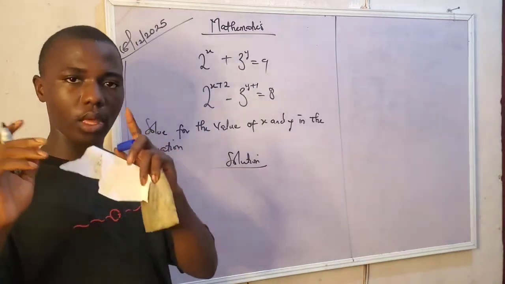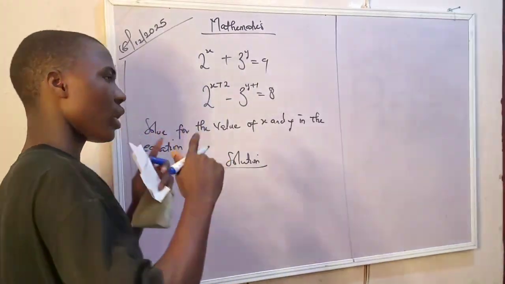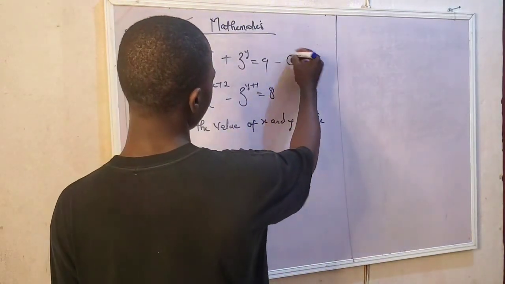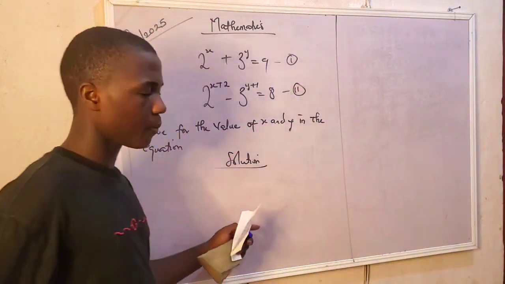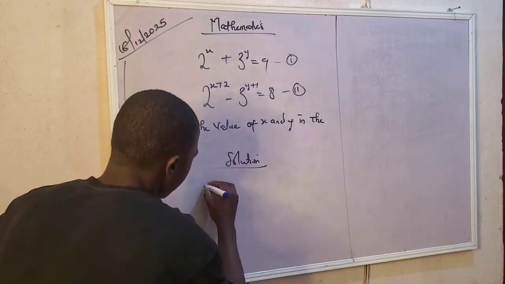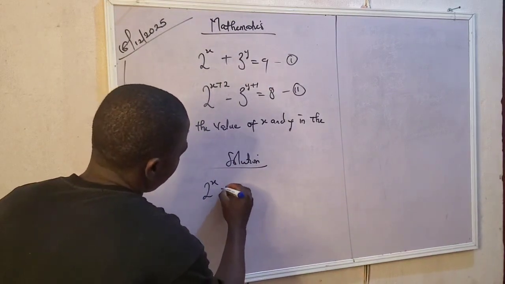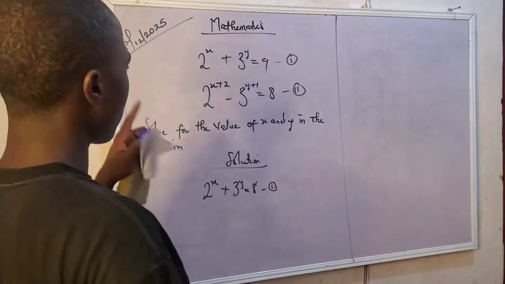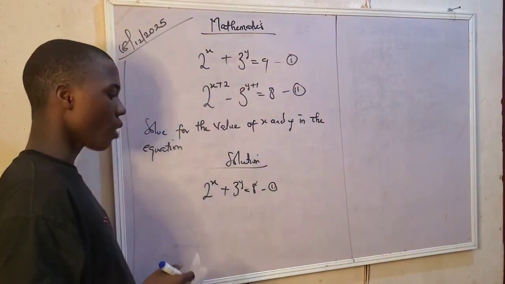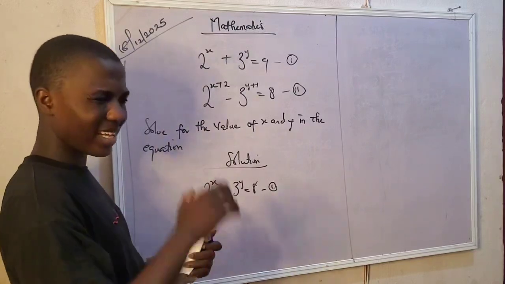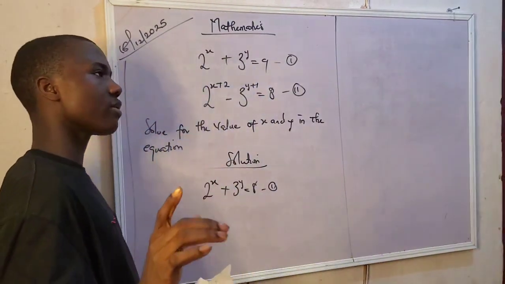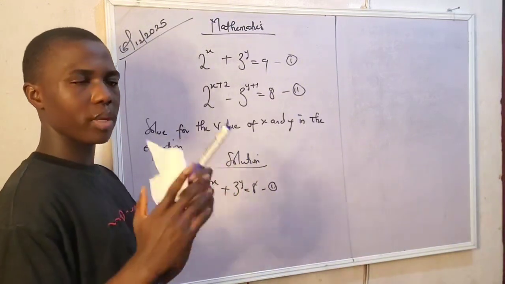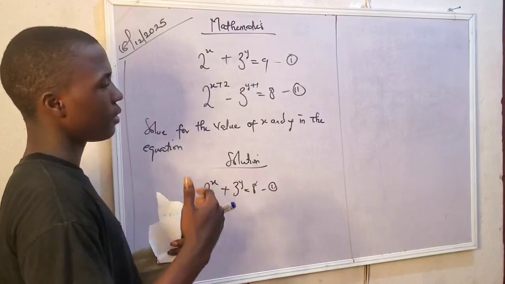From our simultaneous linear equation, normally we have two equations, equation 1 and equation 2. So this is our equation 1 and this becomes our equation 2. Let's write it outside. This becomes 2 to the power of x plus 2 to the power of y equals 9. This is our equation 1. And you can see very clearly that equation 2 is not looking like equation 1. For us to solve a simultaneous linear equation, the two equations must look alike to be able to simplify it.